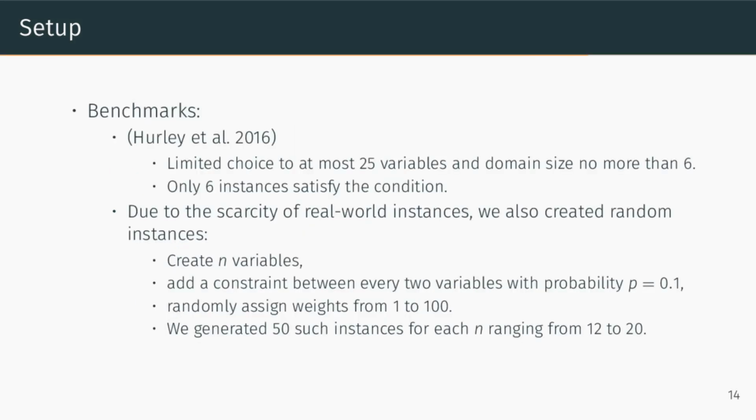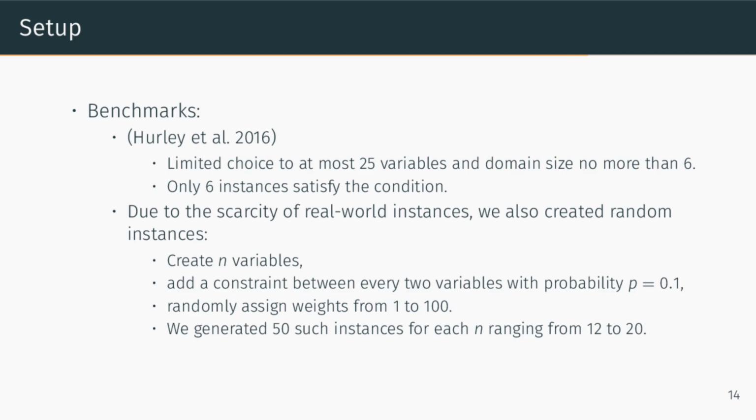So we used 2 sets of benchmarks. The first one is from early 2016, the WCSP instances there. Because in our experiments, we implemented our algorithm using a very basic framework, just for the sake of fairness. There's no fancy stuff there. We limited the choice to at most 25 variables and domain size no more than 6. And after imposing this limitation, there are only 6 instances satisfying this condition.